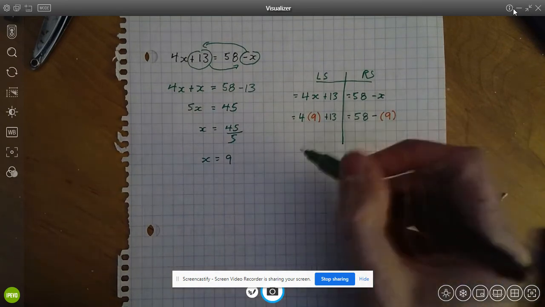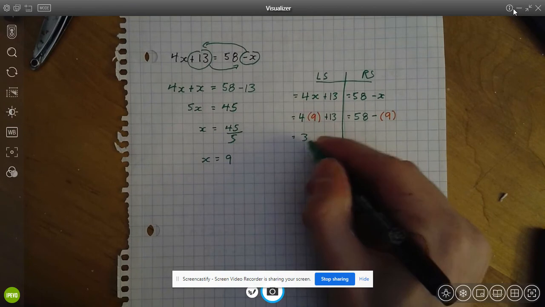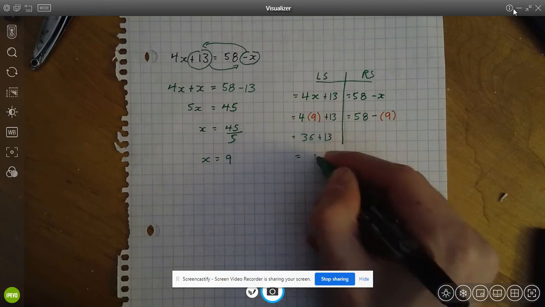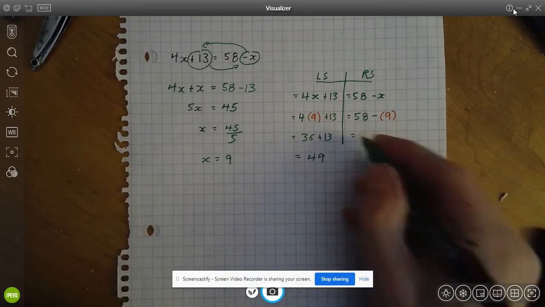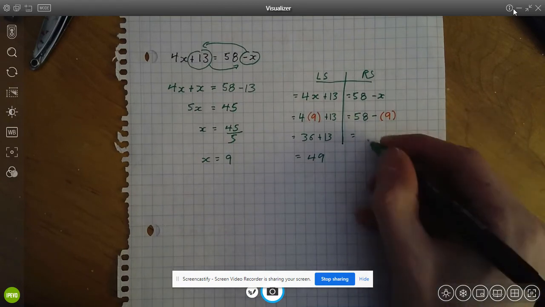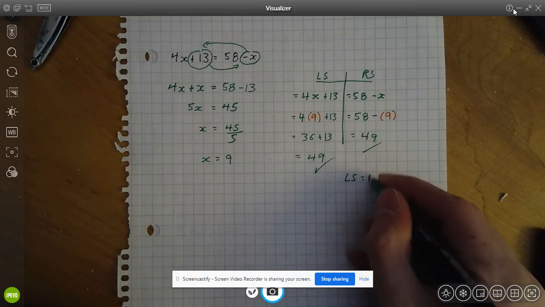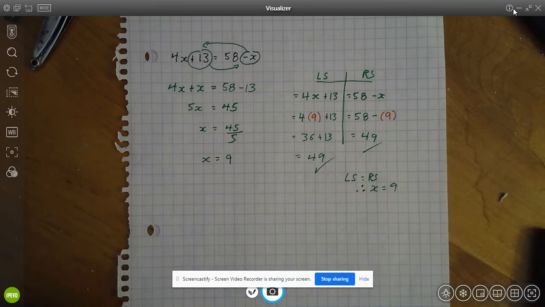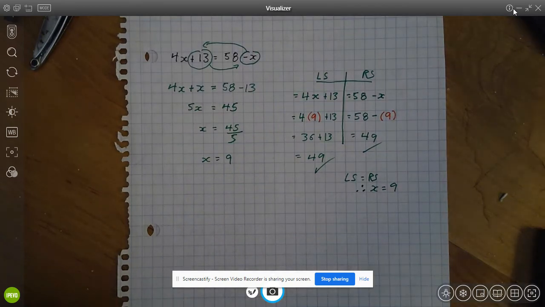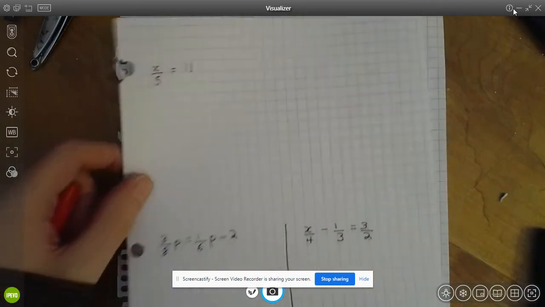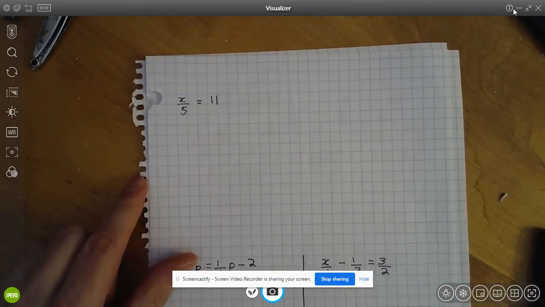So on my left side, I've got to follow BEDMAS. 4 times 9 is 36. 36 plus 13 is 49. On my right side, I just have 58 take away 9, which is also 49. So we could say left side is equal to right side. Therefore, x equals 9. So I'm positive that I'm correct. So the left side, right side check, sometimes I'll ask for it, sometimes I won't. But it's always a good habit to get into checking to prove to yourself that you've solved the equation correctly. The last few examples are what to do with fractions.